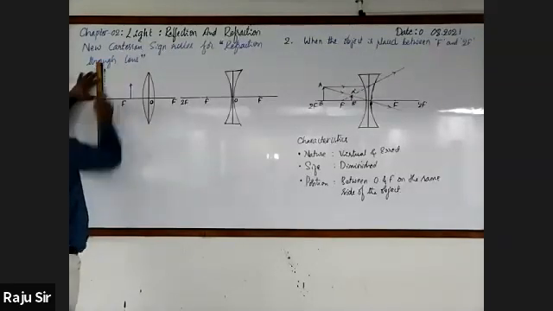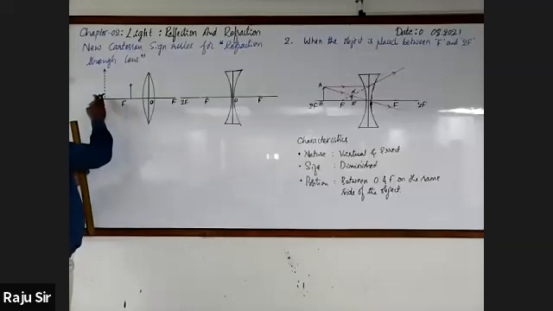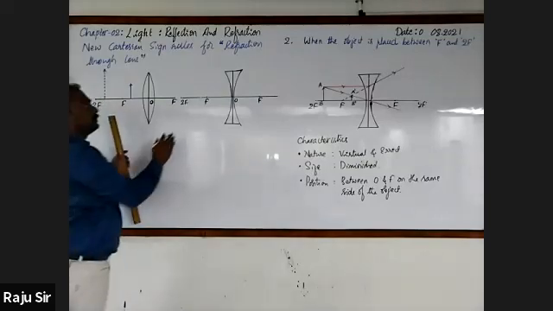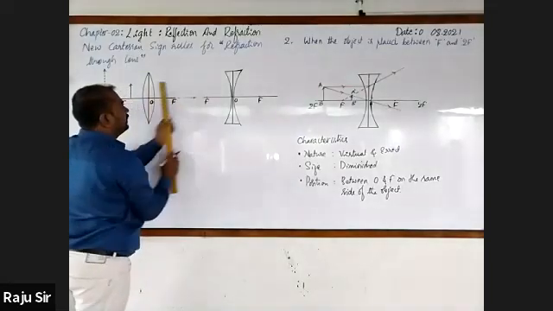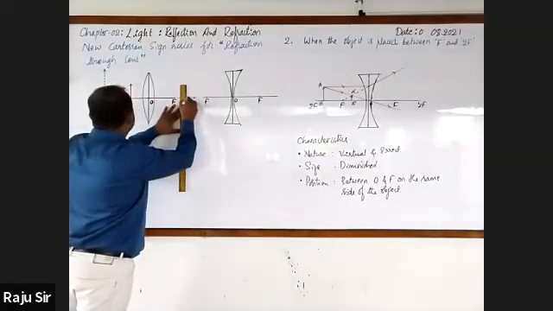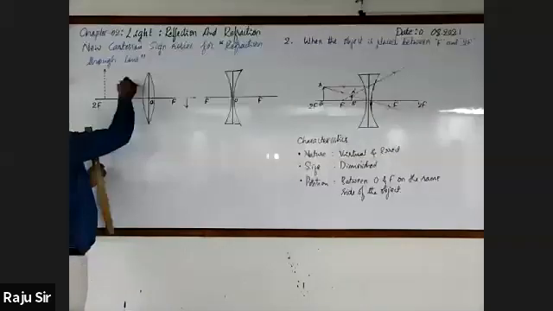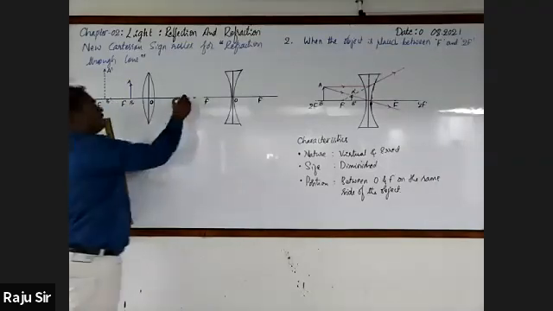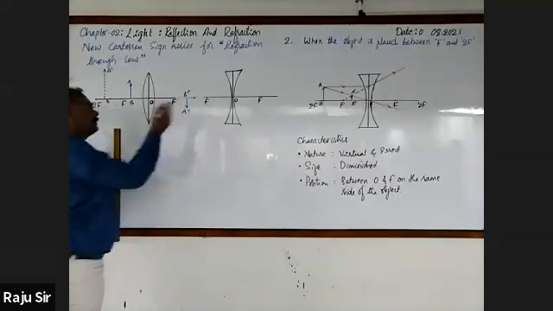This is image. Then when the object is placed at F, the image is at infinity. When the object is placed at 2F, the image is at 2F. When the object is placed beyond 2F, the image is between F and 2F. See, here AB is an object, A dash B dash is an image, and this is an image A double dash B double dash. Now all possibilities were there.